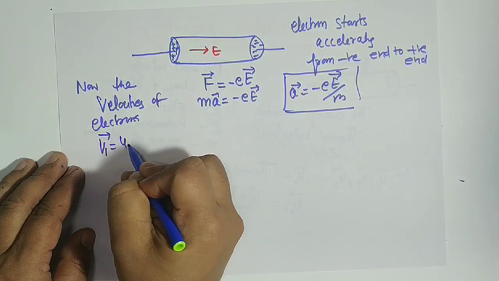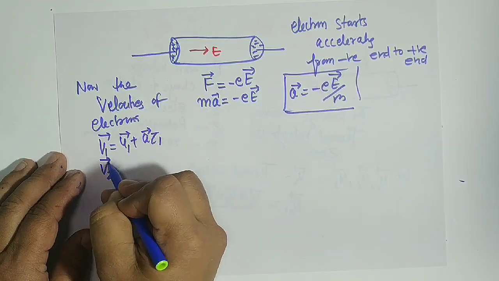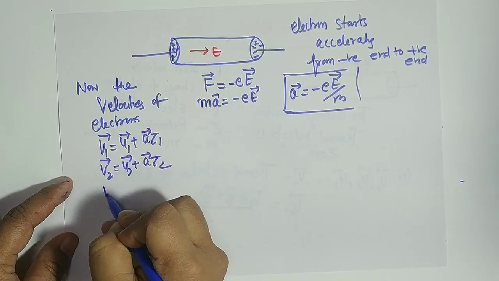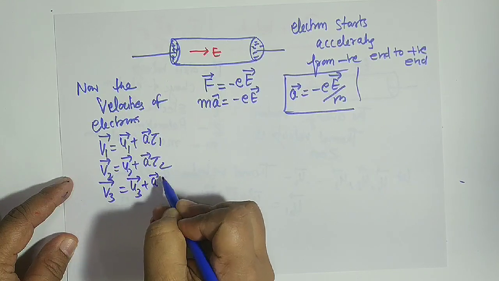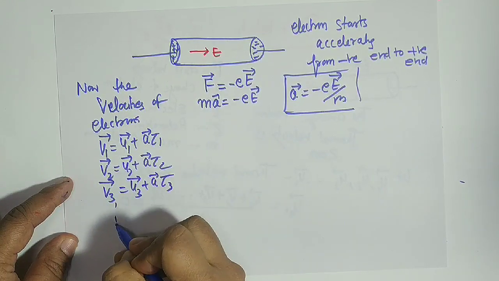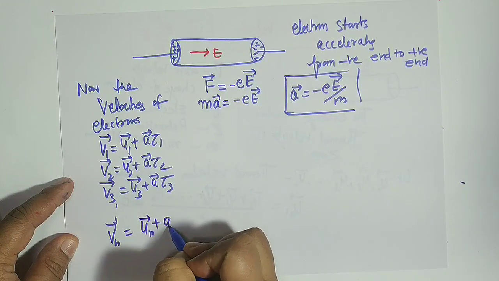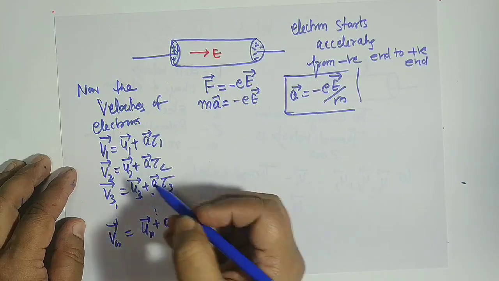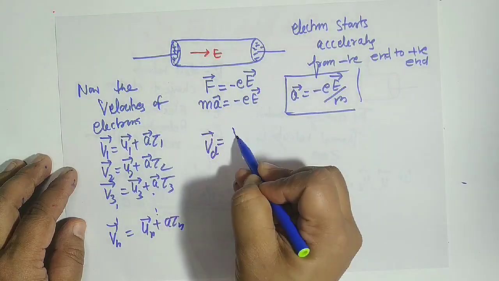V1 is equal to U1 plus A tau 1. V2 is equal to U2 plus A tau 2. In this way we carry on, V3 is equal to U3 plus A tau 3. For n electrons, we have Vn is equal to Un plus A tau n. So these will be the final velocities of the electrons, and the average of these final velocities is known as the drift velocity.